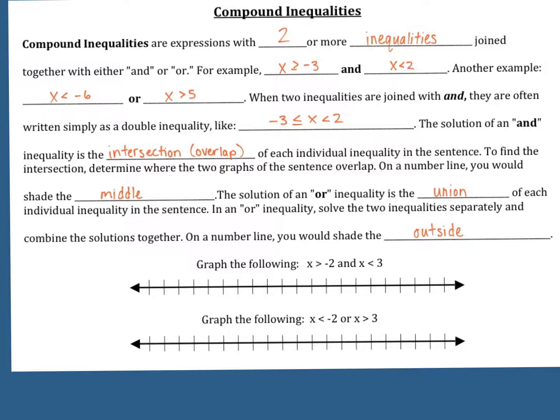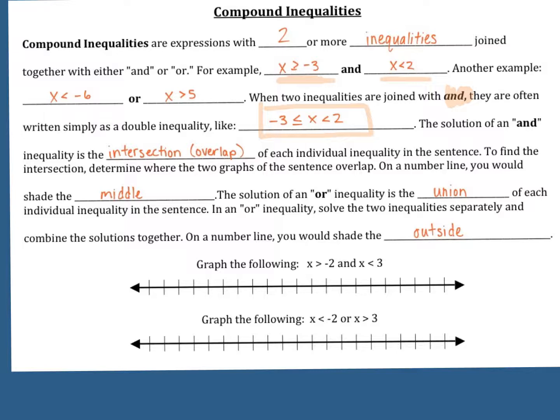So when two inequalities are joined with an "and," they are often written simply as a double inequality. So you would take x is greater than or equal to negative 3, x is less than 2, and make it one big inequality with x in the middle. Greater than negative 3, less than 2. In between negative 3 and 2.